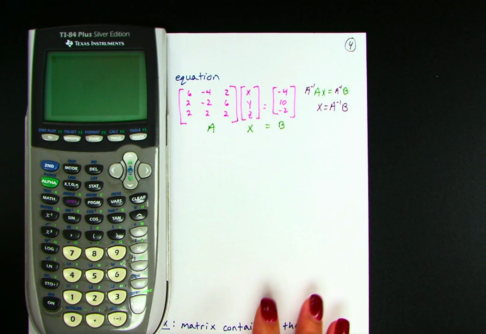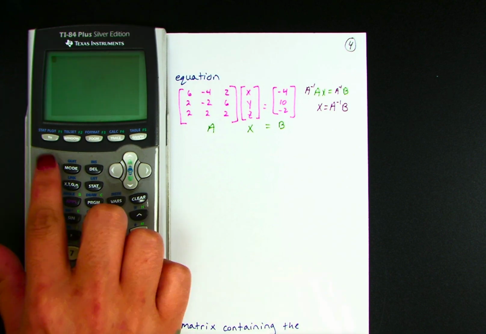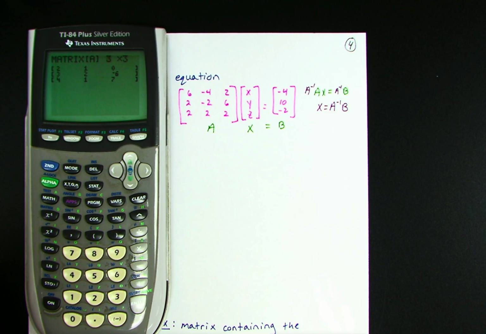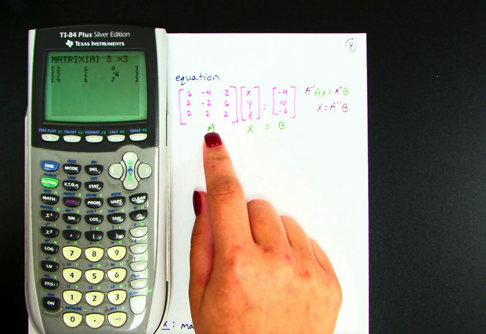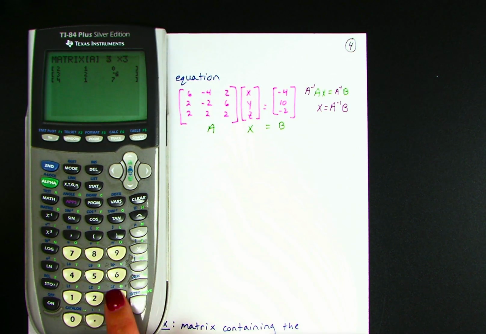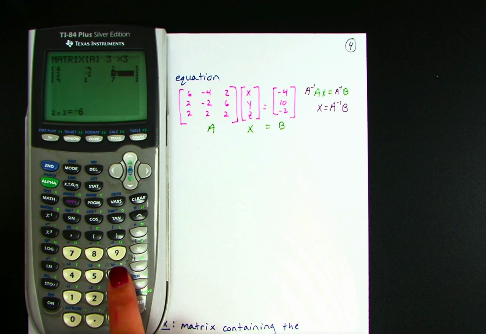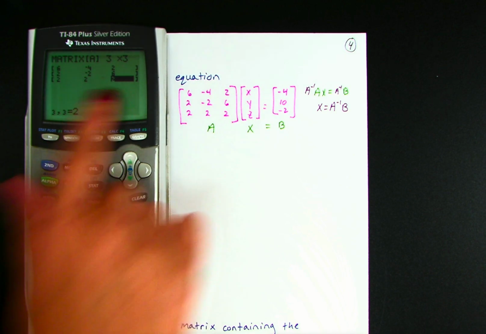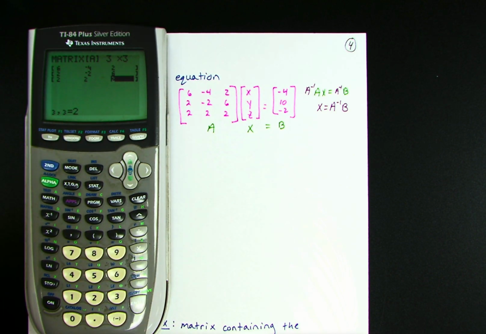All right, so we are going to go back into our matrix menu. So second matrix, over to edit, selecting enter. I'm going to type in this matrix. So 3 by 3. And then remember to use your negative key, pressing enter in between each number. That's always a good idea just to kind of go through and double check that you got everything typed in correctly. Okay. So now we're going to type in a second matrix. So we haven't done that yet.